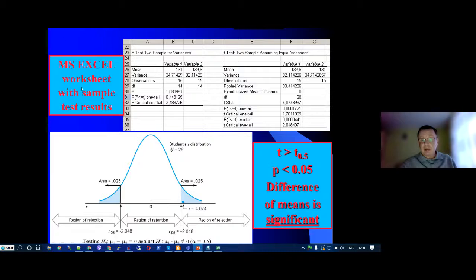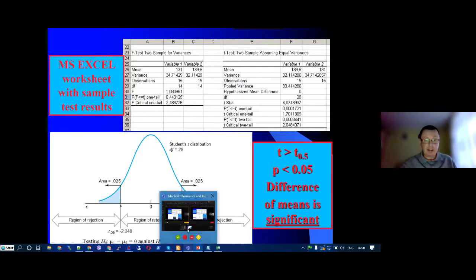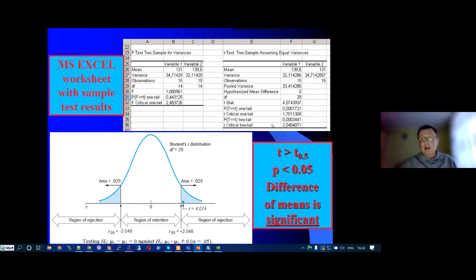We have a test statistic equal to 4.07, which is significantly greater than the critical two-tailed value, because we are looking just for a simple difference, and it's the two-tailed test chart shown at the bottom. So the test statistic is significantly greater than t critical.